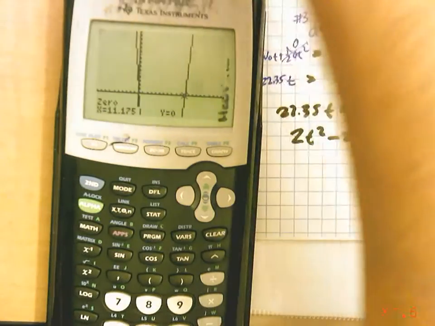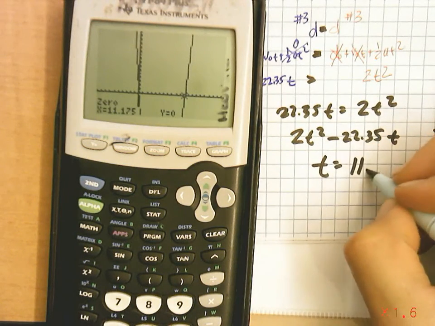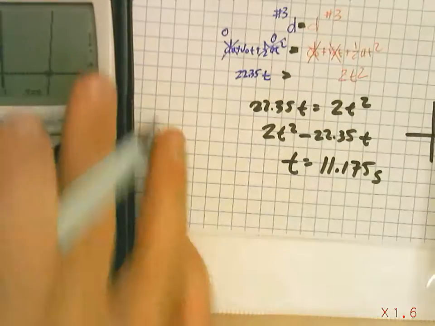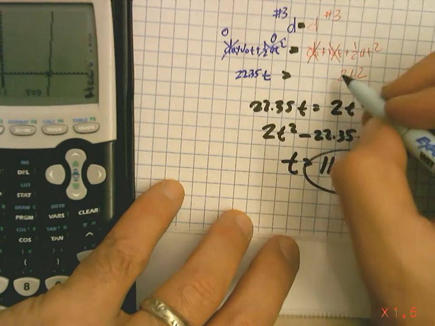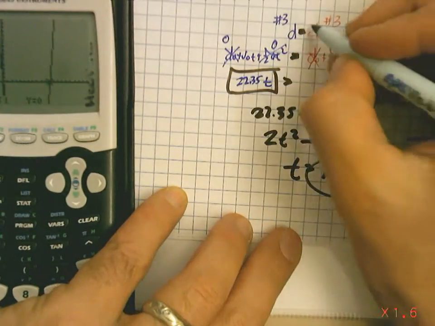So it's giving me a T-catch, by the way, of 11.175 seconds. So that's my t catch. Now I can take that t catch and I can plug it into either side. Don't forget these things equal distance.